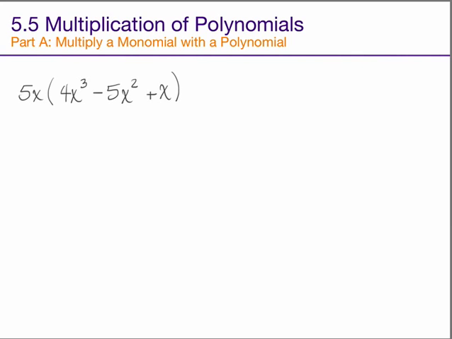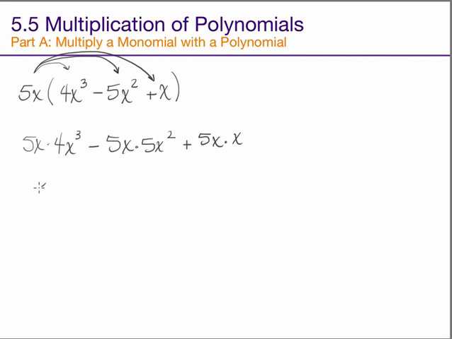Here's another one. Multiply 5x times the polynomial 4x cubed minus 5x squared plus x. Using distribution, I get 5x times 4x cubed minus 5x times 5x squared plus 5x times x. Simplifying, I have 20x to the 4th minus 25x cubed plus 5x squared.